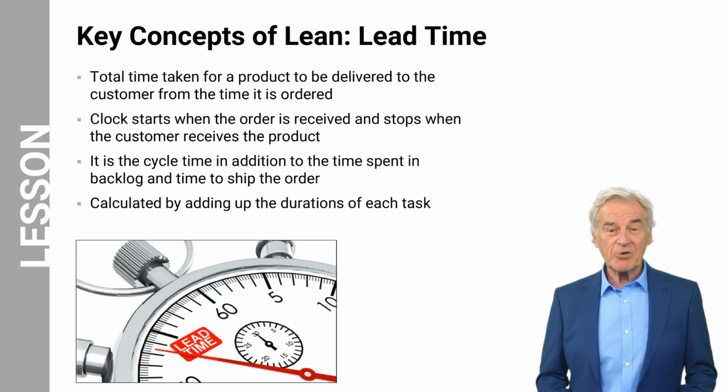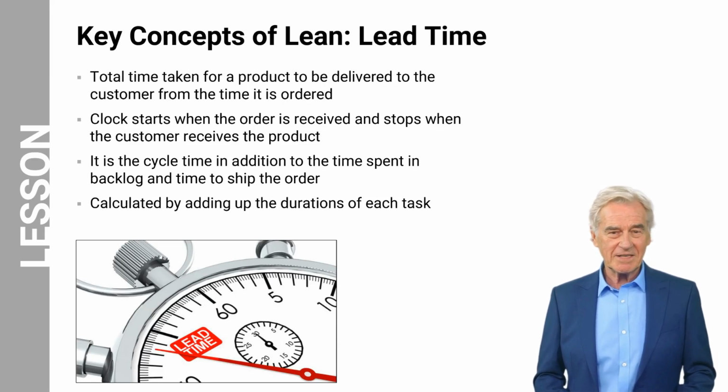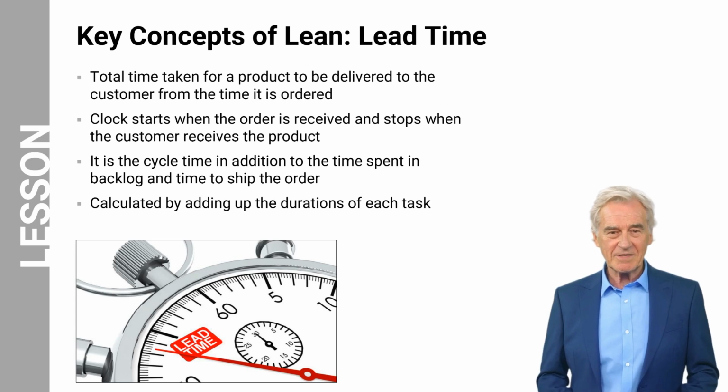Lead time is the total time it takes for a product to be delivered to the customer from the time it is ordered. The clock starts when the order is received and stops when the customer receives the product. Lead time is the cycle time, in addition to the time spent in backlog and time to ship the order. It is calculated by adding up the durations of each task.